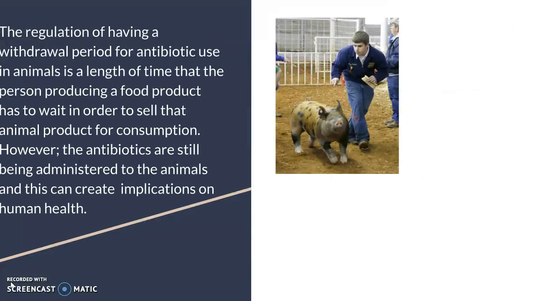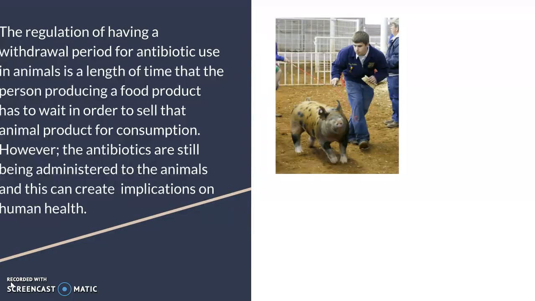The regulation of a withdrawal period for antibiotic use in animals means that it is a length of time that a person producing a food product has to wait in order to sell that animal product for consumption. However, the antibiotics are still being administered to the animals, and this can create implications on human health.